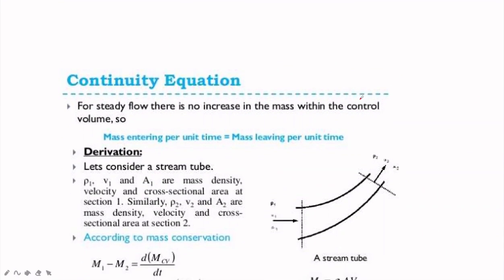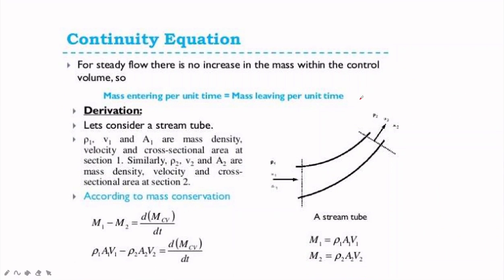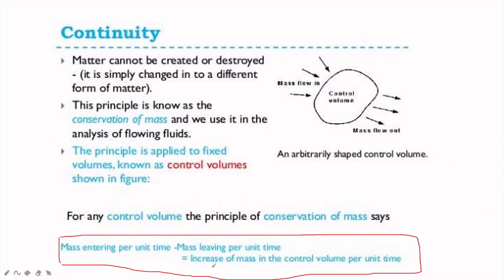Now, for steady flow, what is steady flow? As you remember from your last class, steady flow is the type of flow in which fluid characteristics like velocity, pressure, density, etc. at a point do not change with time. The fluid parameters do not change with time. Thus, for steady flow there is no increase in mass within the control volume. When the increase is zero, the minus term moves to the other side, and mass entering per unit time is equal to mass leaving per unit time.